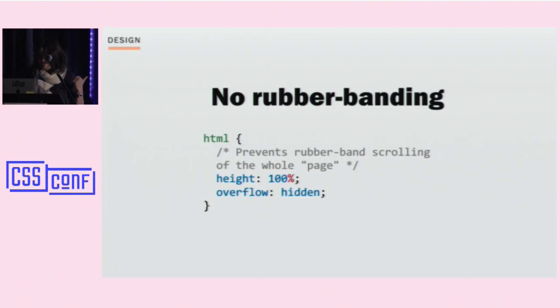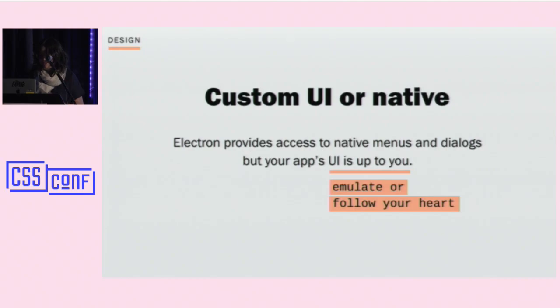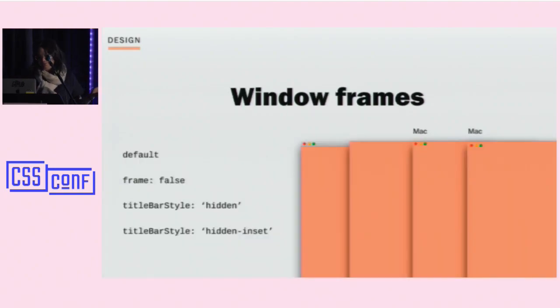this is another snippet of nativizing. All right, so after you've done your basic nativizing, I'm feeling really bad saying that word now, you start to think about your app's actual UI. Electron provides you APIs for opening dialogues, using the native notifications and things like that. But your actual app's UI, that's totally up to you. So you can emulate operating systems or follow your heart and create a whole new UI.